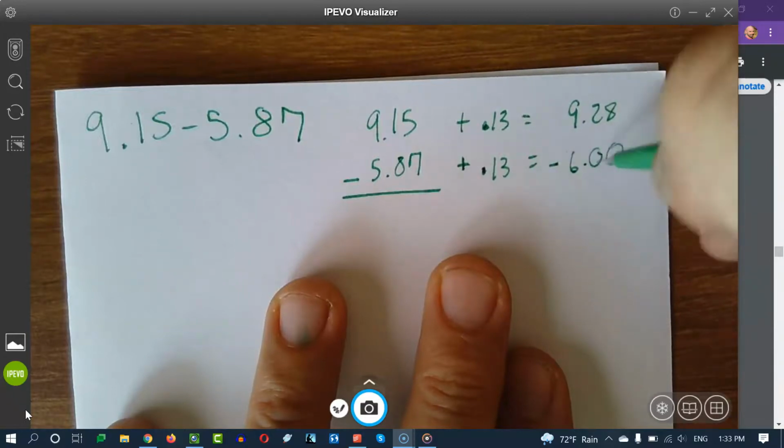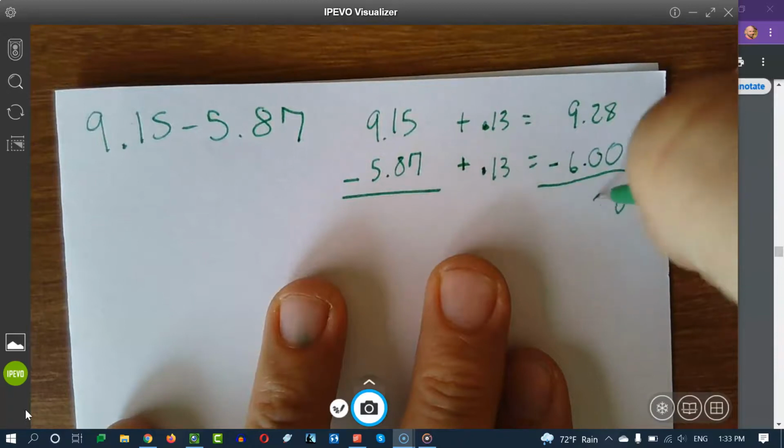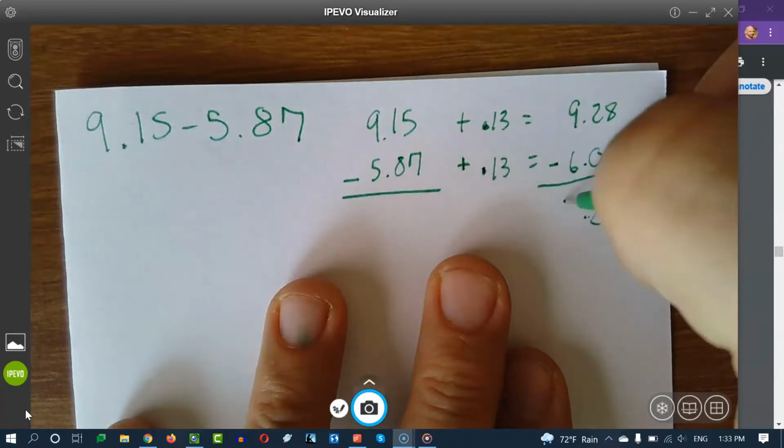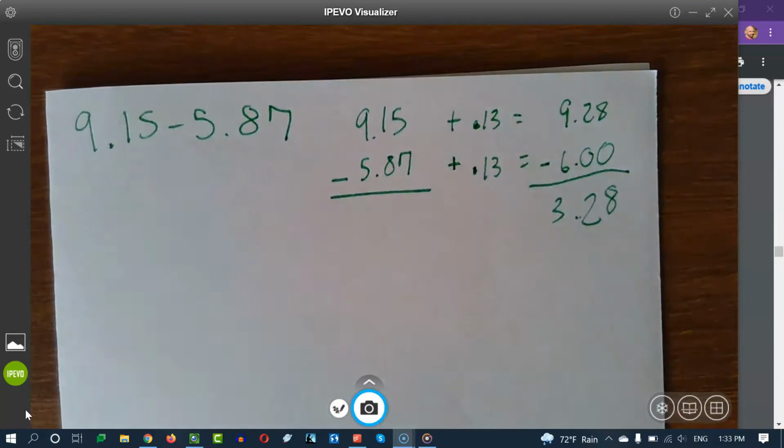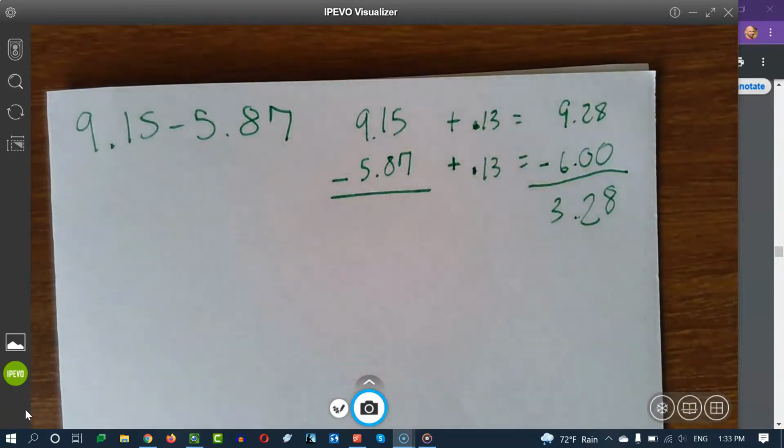6. 8 minus 0 is 8. 2 minus 0 is 2. 9 minus 6 is 3. 3 and 28 hundredths is your answer. At this point, you are finished with this work.